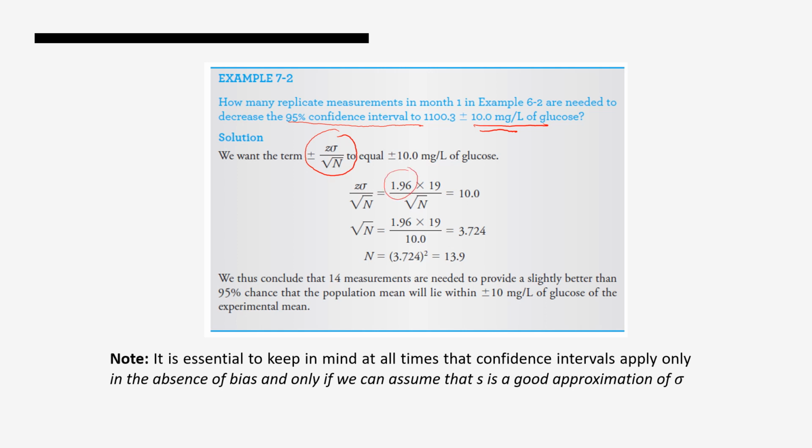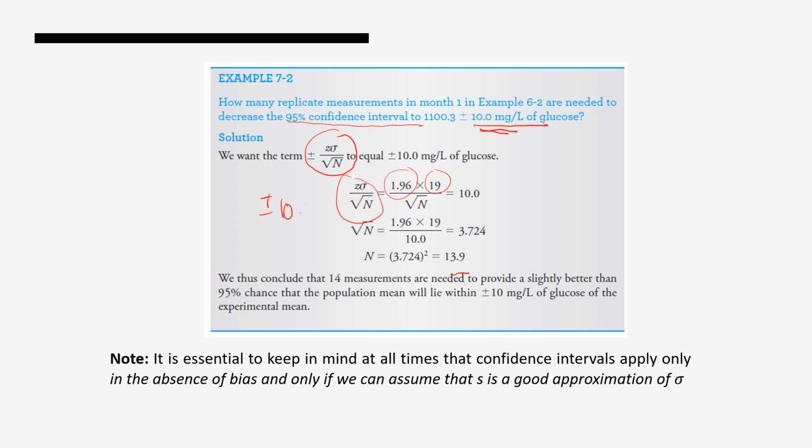Our s value is equivalent to 19. Therefore, take note that our total of this value is equivalent to positive, negative, 10 milligram per liter, as given by this problem. So you just have to input and find the number of measurements. Therefore, in order to get that result, at 95% confidence interval, you have to get a number of measurements which is equivalent to 13.9 or equivalent to 14.